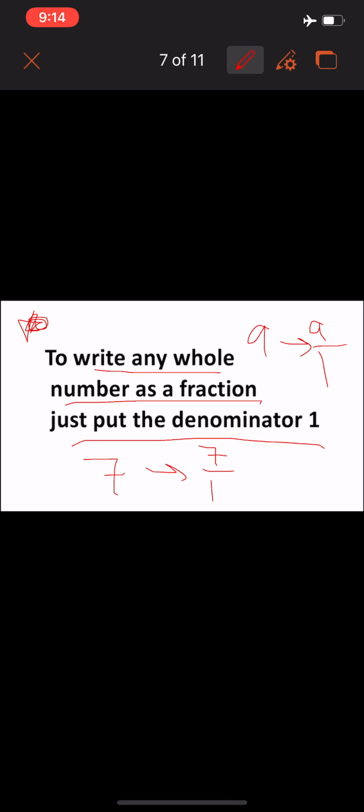To write any whole number as a fraction, we just put the denominator of 1. If I have the whole 7, it will be 7 out of 1, right? If I have 9, it will be 9 out of 1.